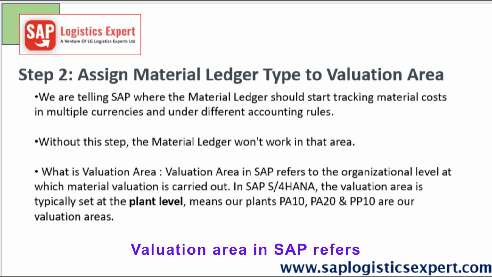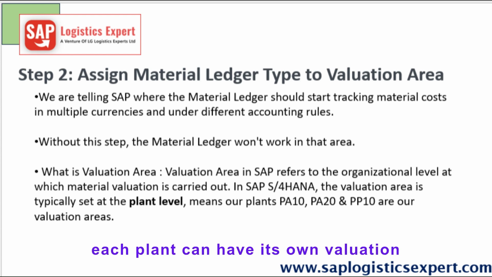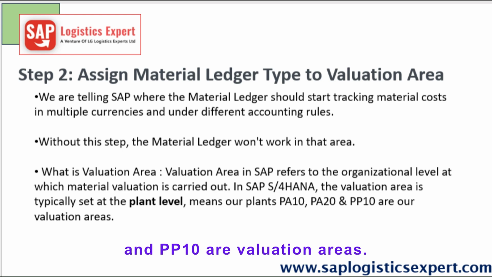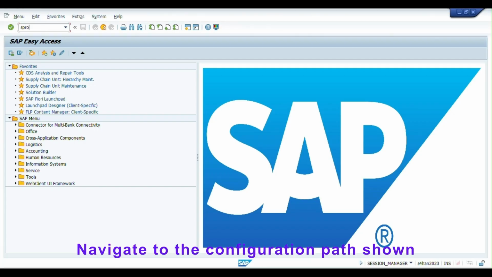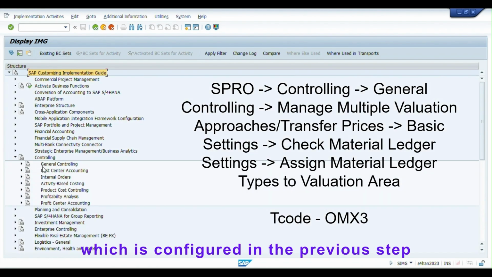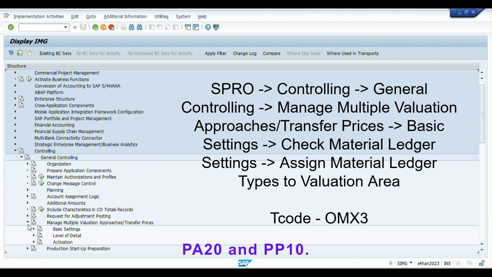Valuation area in SAP refers to the organizational level at which material valuation is carried out. It determines how inventory values are calculated and managed. In SAP S4HANA, the valuation area is typically set at the plant level, meaning each plant can have its own valuation method and price control. Hence our plants PA10, PA20 and PP10 are our valuation areas. Navigate to the configuration path shown in the next screenshot and assign the Material Ledger type 9000, which was configured in the previous step, to our car business plants PA10, PA20 and PP10.